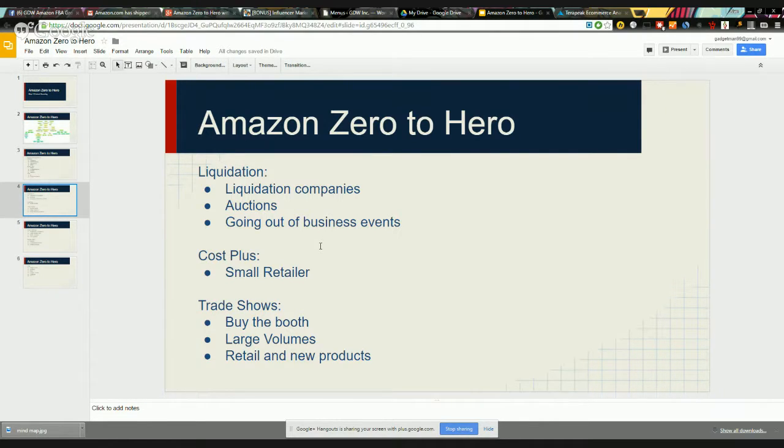Liquidation.com is a great place to go. There are quite a few others available out there. Just do your research, understand the terms. You're going to have shelf pull, you're going to have store return or customer return, and you're going to have salvage. Unless you're someone who can fix things or whatever, salvage generally isn't a very good place to start.